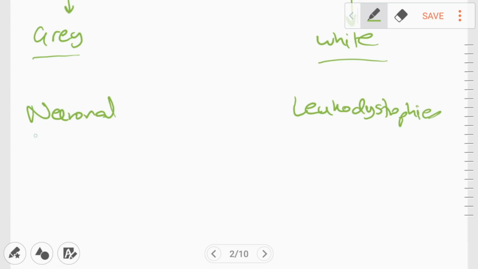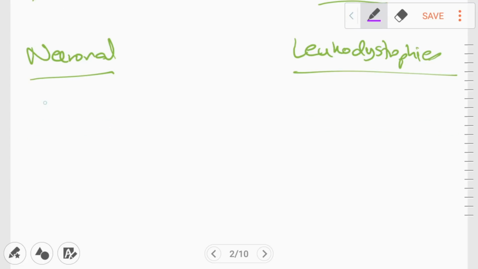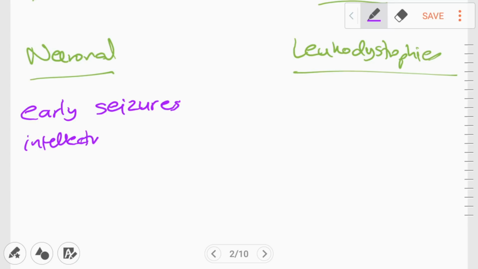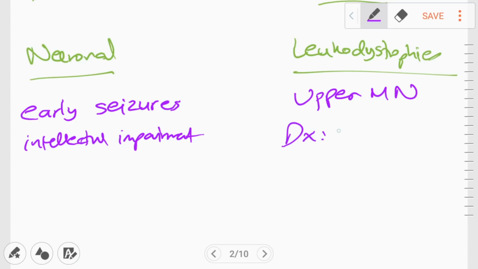There are certain features which are specific to neuronal disorders, while there are certain features which are specific to leukodystrophies. So for example, in neuronal disorders, what's more prominent are early seizures and intellectual impairment. While in leukodystrophies, signs which are more prominent are upper motor neuron signs. So that could be spasticity, increased reflexes, and white matter lesions. There is a way to diagnose them, which is you can see cerebral white matter changes.